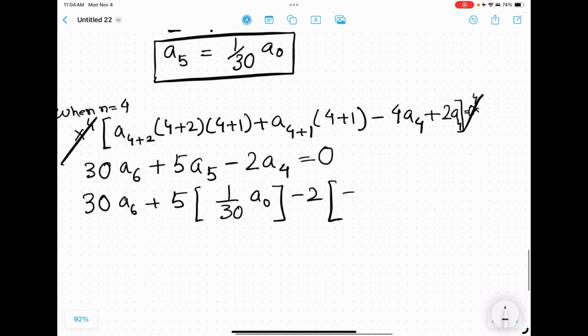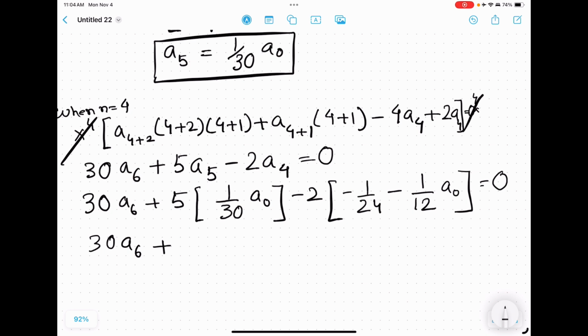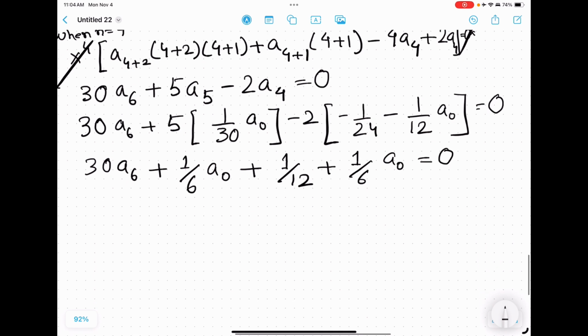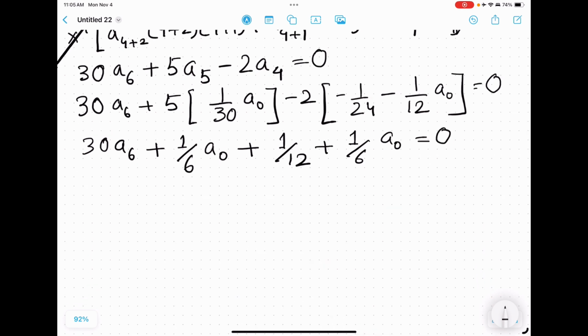So I have 1 by 24 and then I have 1 by 12 a sub 0 equals 0. So I have 30 a sub 6 plus 5 by 30 cancels out, so I have 1 by 6 a sub 0. And then I have plus 1 by 12, and then I have plus 1 by 6 a sub 0 equals 0. And again, if we simplify them further, I have a sub 6 equals negative 1 by 360 minus 1 by 90 a sub 0.